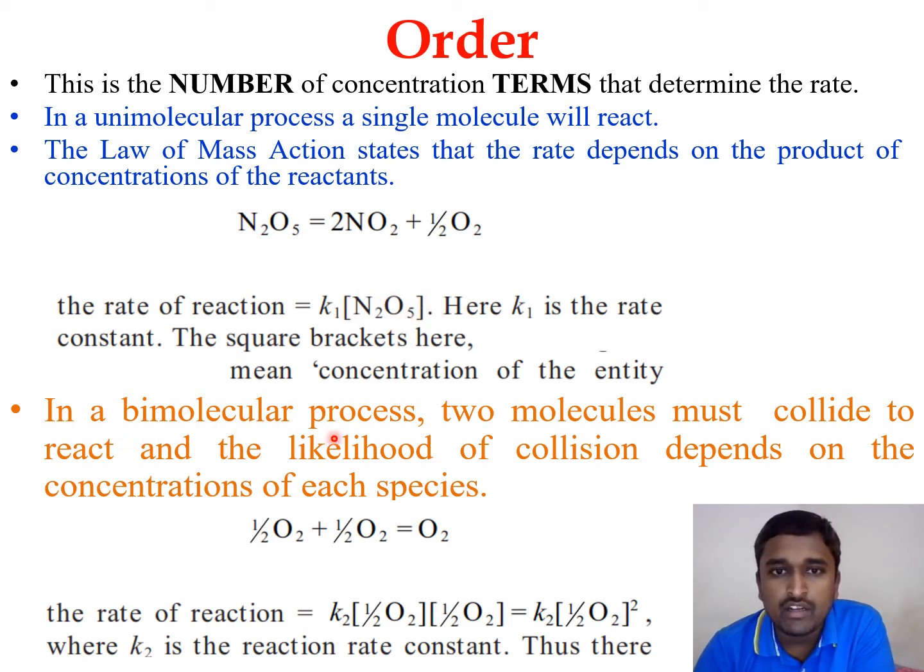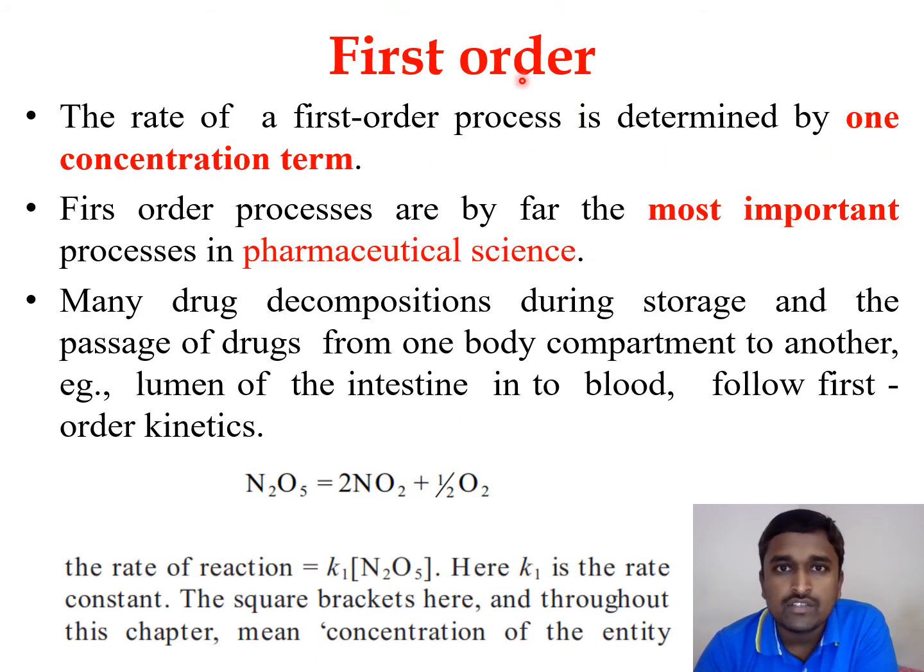In a bimolecular process, two molecules must collide to react, and the likelihood of collision depends upon the concentration of each species, which we have already seen before. For example, two oxygen atoms will combine together to give one oxygen molecule. The rate of the reaction can be written as K2 into the concentration of oxygen atoms squared. Here K2 is the rate constant for the second order reaction, and the brackets indicate the concentration of the reactants.